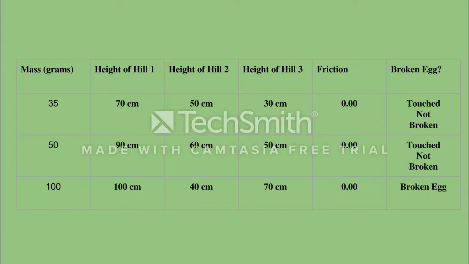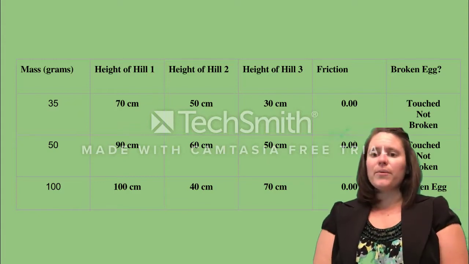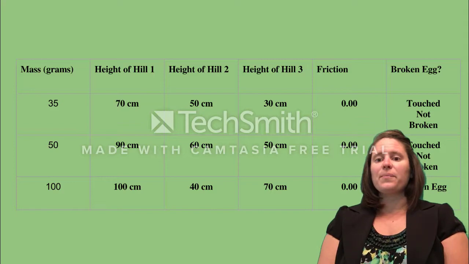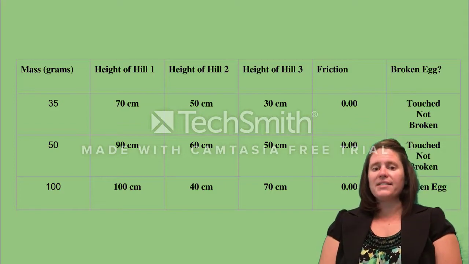As you can see here, 35 grams touched the egg but did not break it. 50 grams touched the egg and did not break it. 100 grams broke the egg at the end. So what can you conclude about the data that you collected today? Well, here are a few pieces of information that I concluded with my set of data.